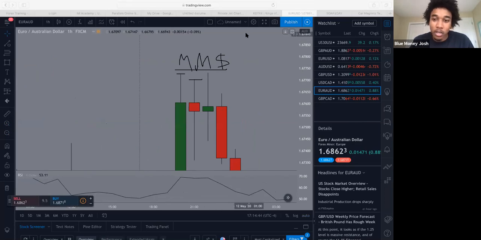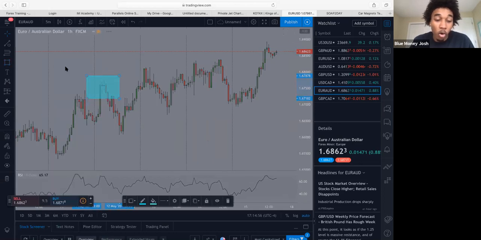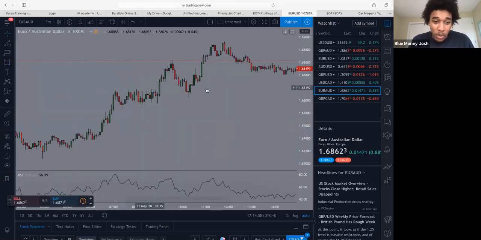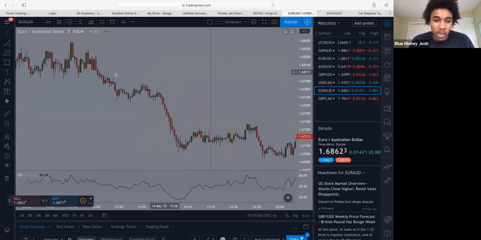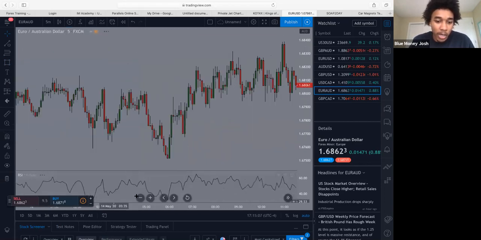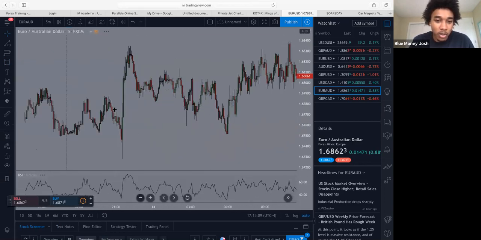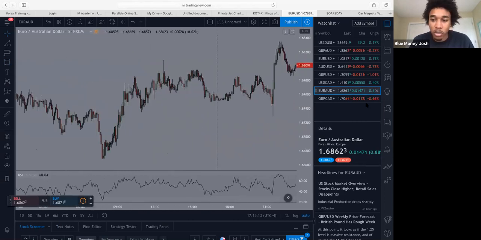So you're not going to enter on the 1 hour. What you're going to do is drop down. Let me make sure I can find it. You're going to drop down to the 15 or the 5, depending on your level of trading. I like to enter on the 5. The 15 is good. Sometimes it really just depends on whatever looks best.